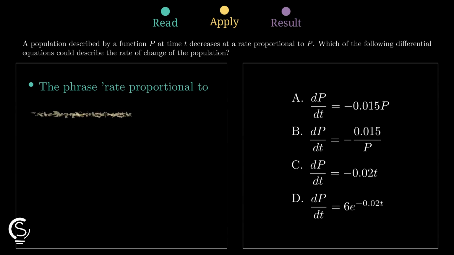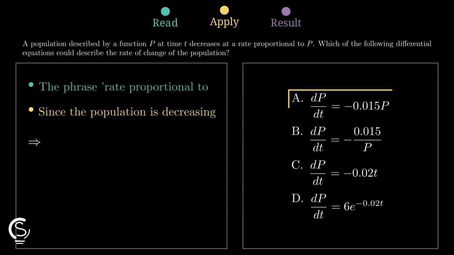Looking at our choices, only option A fits both requirements perfectly. It shows a negative rate that is directly proportional to the population p. Boom!